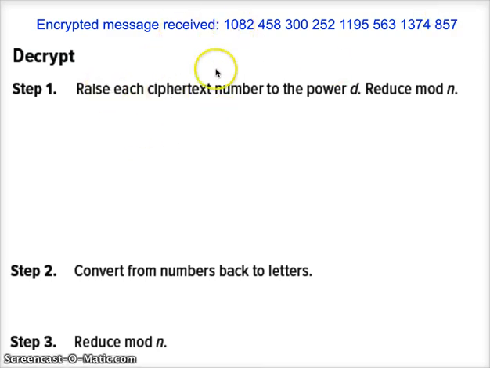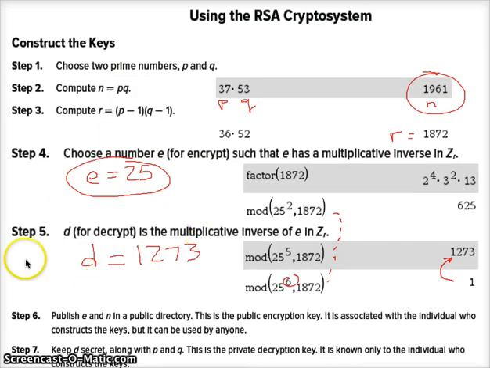Raise each one of these numbers. So again, I keep saying this, but this kind of implies to me that these have to be received as separate numbers and not one big string. Raise each one of those numbers to the power D, which is this 1273.